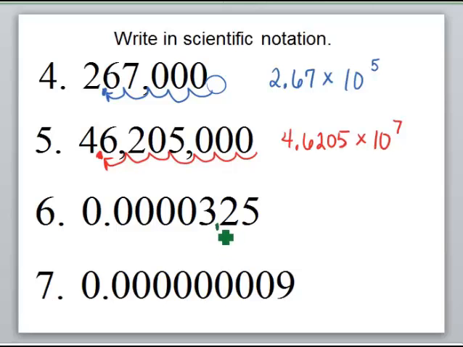And if I place my decimal right here, I have a number between 1 and 10. It's 3.25 times 10 to some power. I'd be moving this 1, 2, 3, 4, 5 places, so I'll put a 5 here. I still need to decide if this is positive or negative.